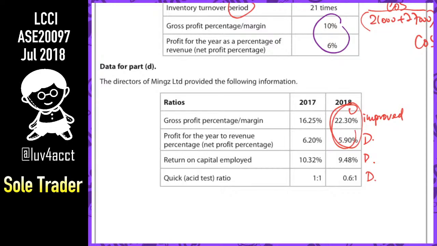Remember, for this type of evaluation, you never evaluate year 2017. You will not say you performed better in year 2017 because it is already the past. There's no use saying that. You will only say whether in year 2018 you have improved or have a deteriorated situation. You compare this year's performance to last year, not the other way around.